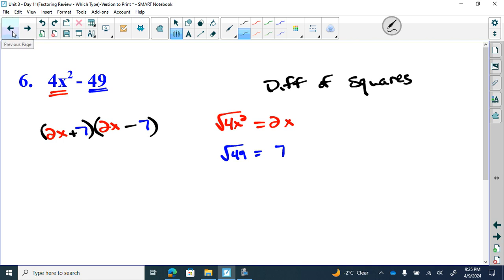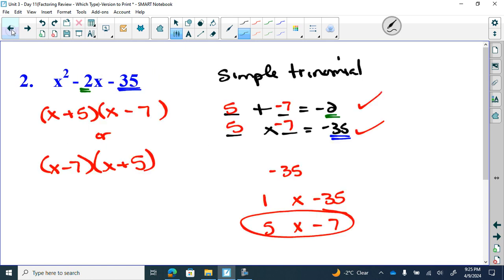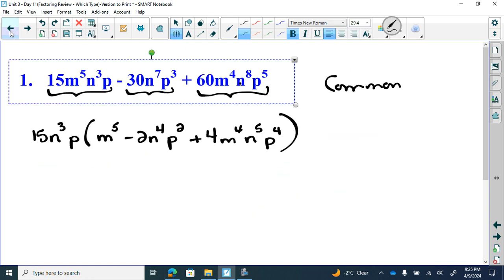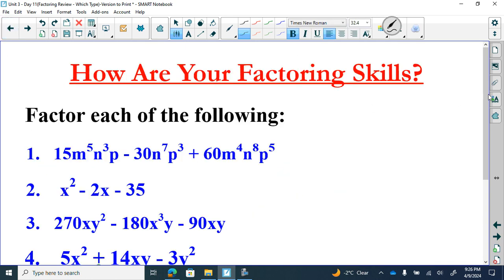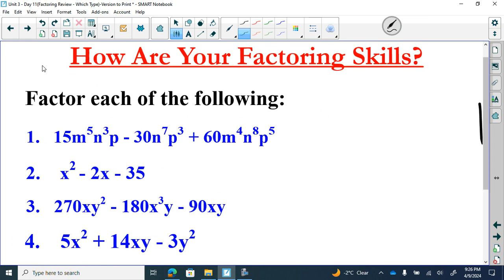Okay? Those are the 4 types of factoring that we have learned. Hopefully you were able to get some of them right. And now you can practice number 1 to 26 on the sheet provided.